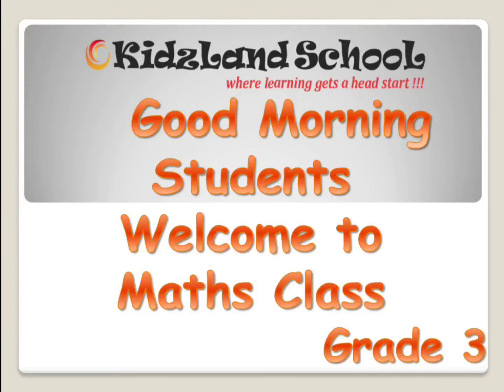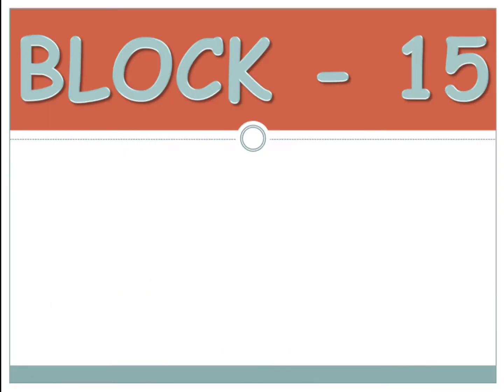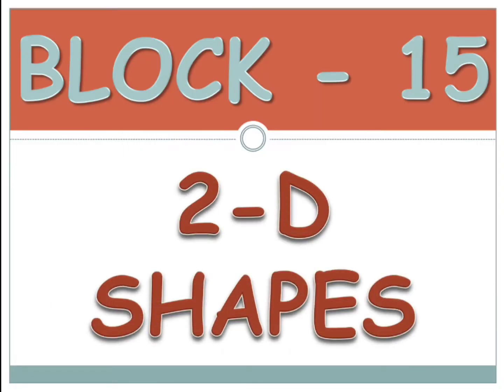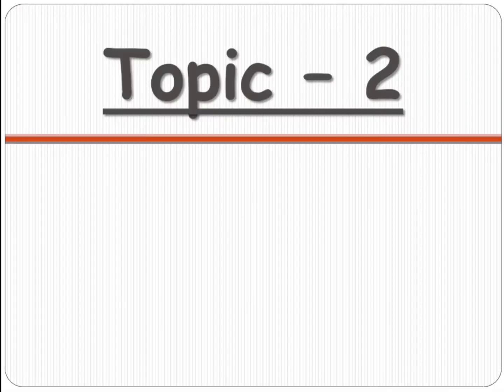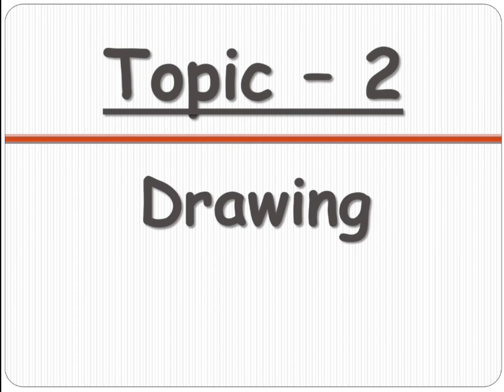So, in maths, we are solving the problems of block 15, which is 2D shapes, isn't it, children? In this, we have learned what the different 2D shapes are: the circle, quadrilaterals, triangle, pentagon, hexagon. We have learned all of these in the first topic. In the second topic, we are going to learn how to draw the 2D shapes.